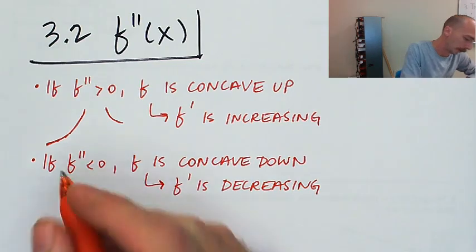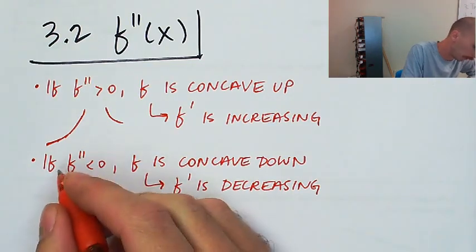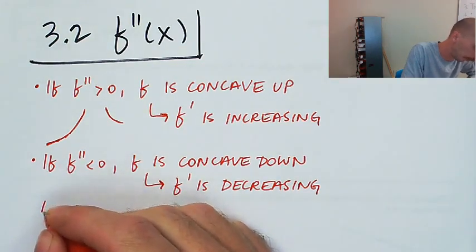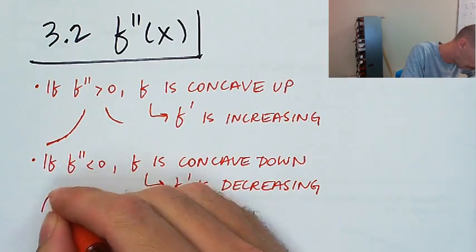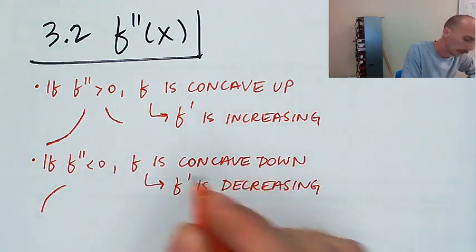Okay, and when that happened, maybe we were increasing and had a positive slope, but our slope is decreasing. It's getting closer to 0. That would be where it started to kind of curl down.